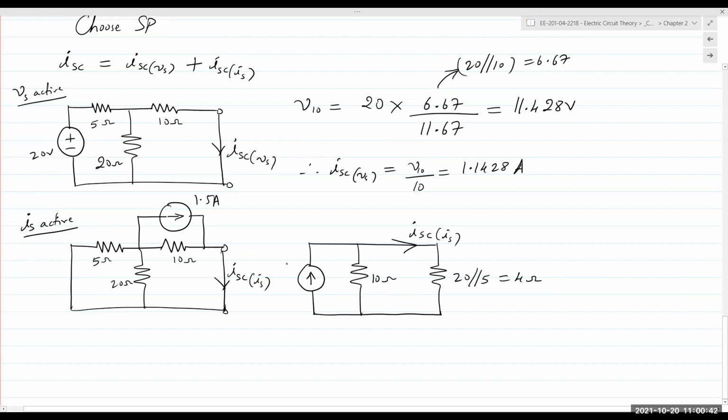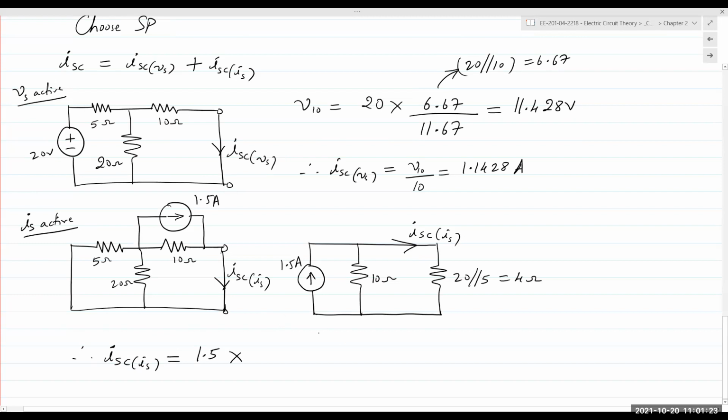ISC due to Is. And I can see there are two resistors in parallel. ISC due to Is is the current flowing through this parallel combination, right? It comes through here, gets divided into 10 ohms. It also goes through here into this parallel combination. So 5 and 20 are in parallel, 4 ohms, that ISC is going through that parallel combination. So I simply apply current division, and I can find ISC due to Is as a fraction of 1.5 divided by the Req.